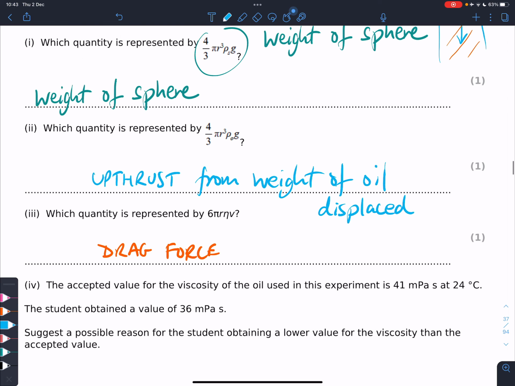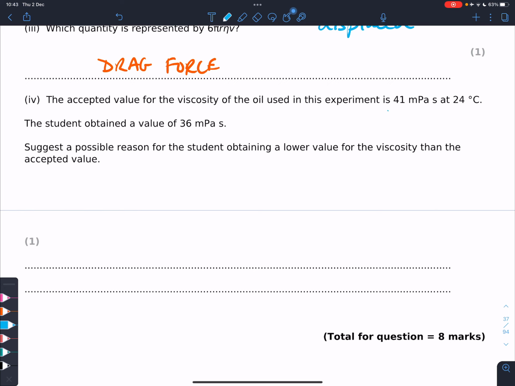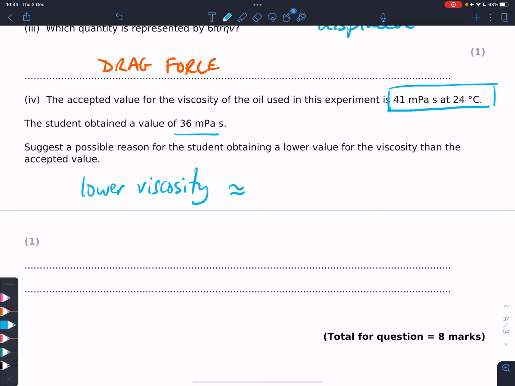Okay, let's see what's going on. The accepted value for the viscosity of the oil used in this experiment is 41 millipascal seconds at 24 degrees Celsius. The student obtained a value which is a bit less than this, so lower viscosity than expected. It could be because maybe the temperature was higher. Liquids tend to get more runny when the temperature goes up. So maybe the temperature is higher. That's probably the easiest reason.